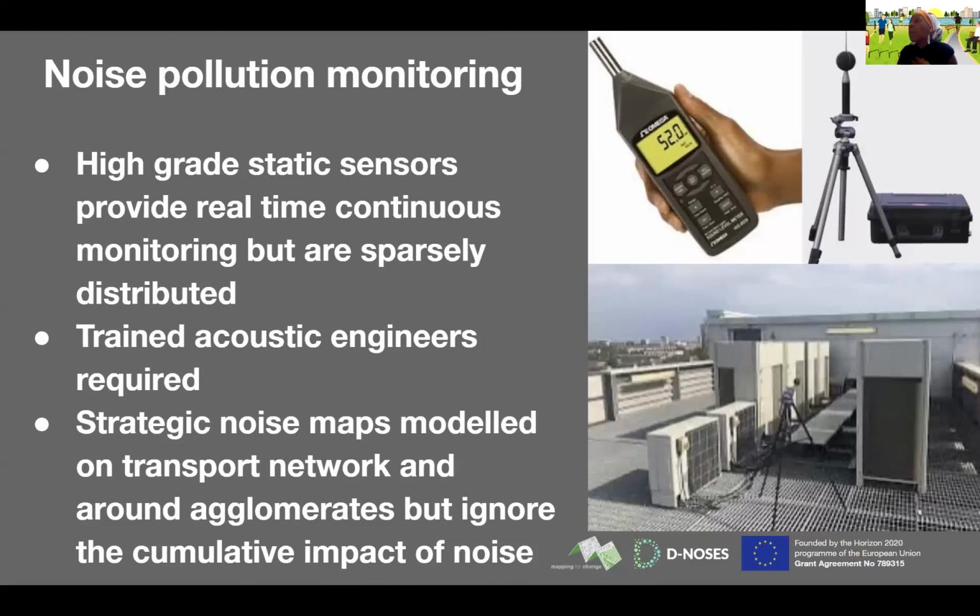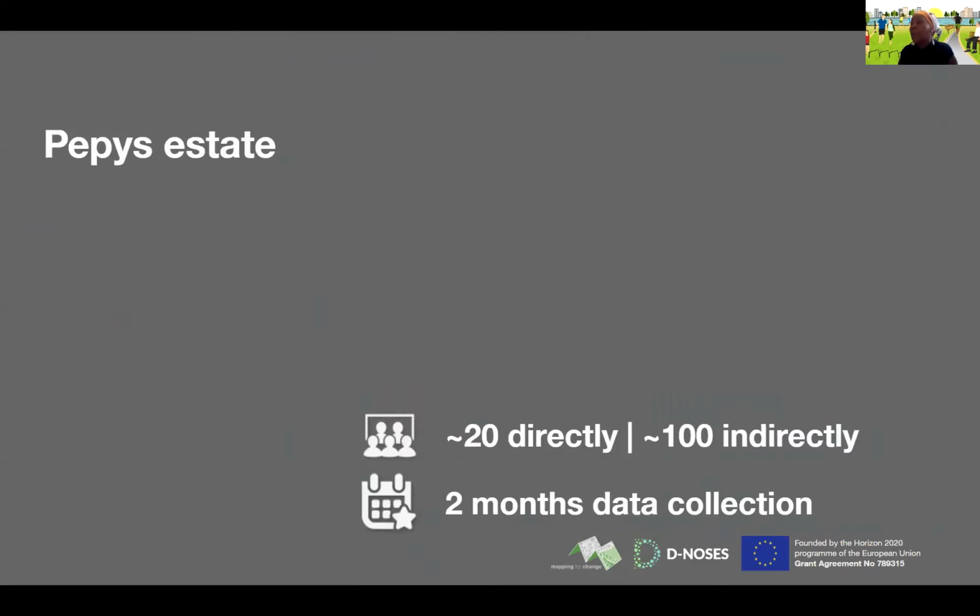An example in how we've done something similar, but in relation to noise. And noise, just like air quality, as many of you will be aware of, has its certain limitations in the fact that you need high-grade static sensors, you need trained acoustic engineers, and again, the data is actually modelled in terms of looking at the transport network around agglomerates, but these don't necessarily give you information in relation to the cumulative impact of noise when you're living or working in a particular community.